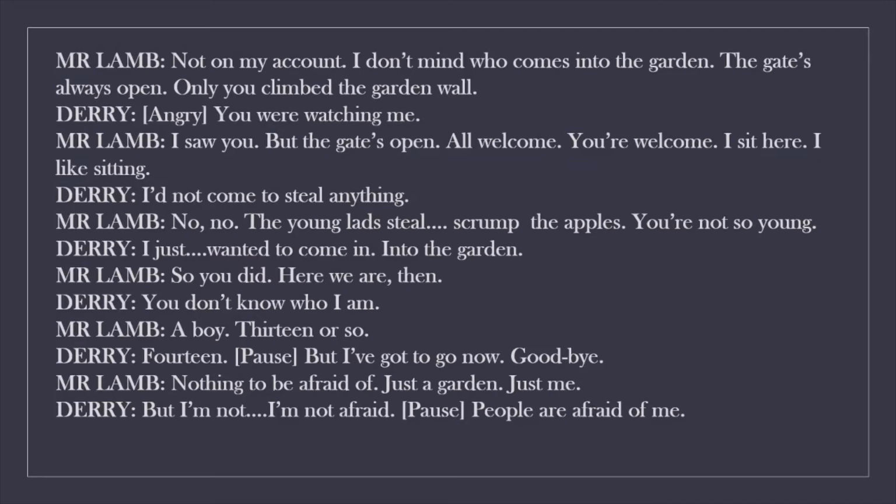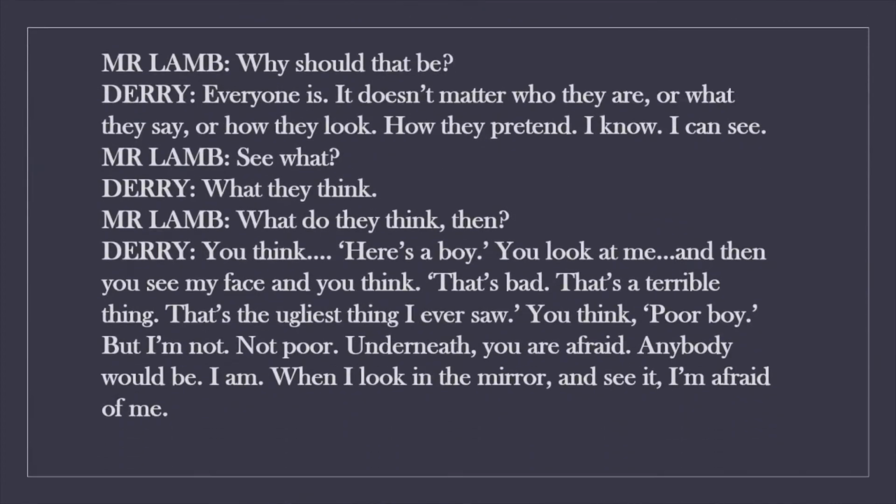Mr. Lamb agreed, saying that many times apples had been stolen by other young boys, and that Derry was not so young, but still Derry wanted to leave, and Mr. Lamb told him not to be afraid of him and asked him to stay there for a while. However, Derry told him that he was not afraid of anyone; rather, people were afraid of him. Then Mr. Lamb asked him the reason for that.